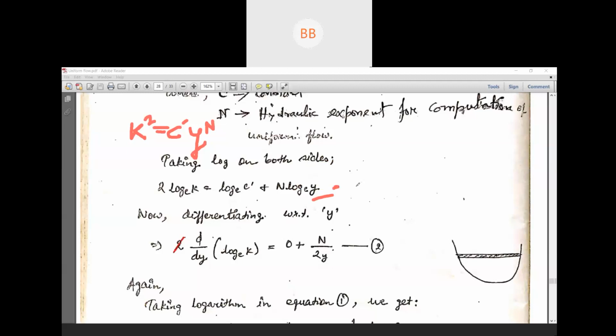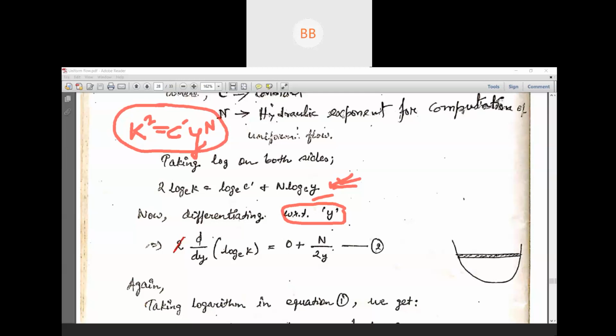So this logarithm is done. Now we are going to differentiate with respect to y. We are going to differentiate this equation with respect to y. So this was the original equation. First we take log, then after taking log we are going to differentiate this equation with respect to y.